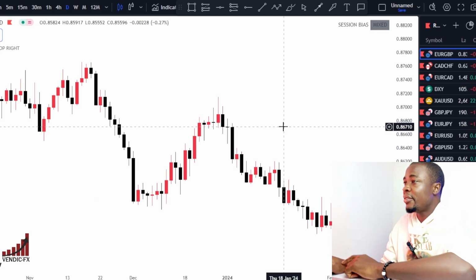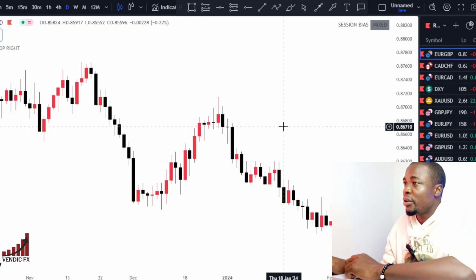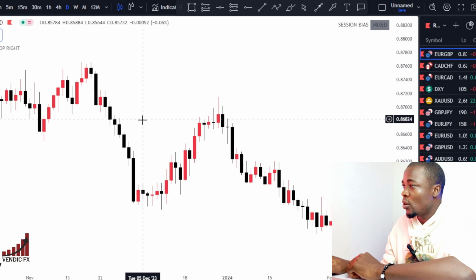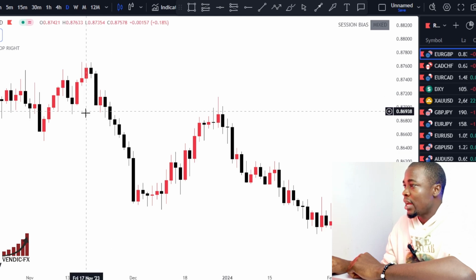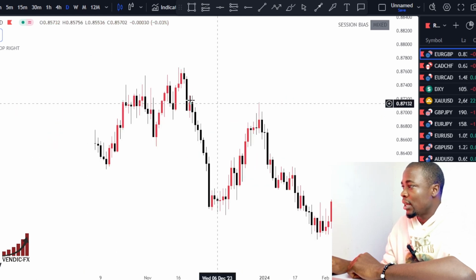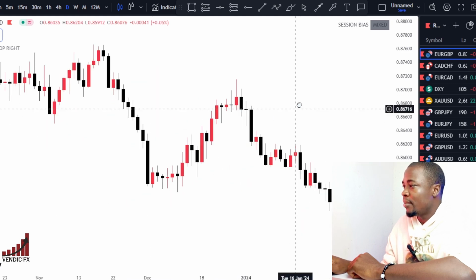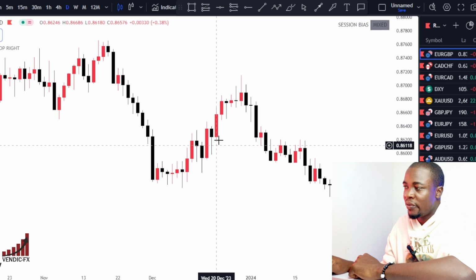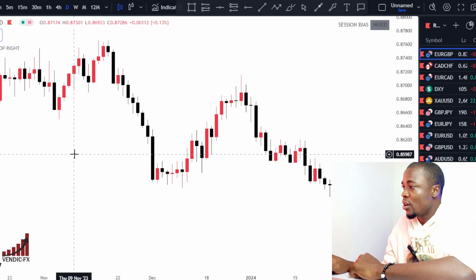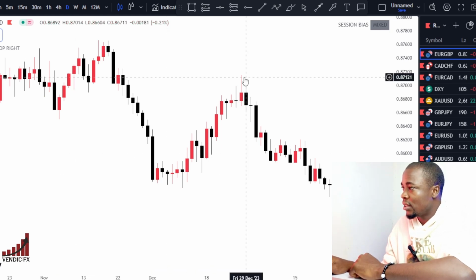This is a daily time frame on the Euro GBP. Okay, so this is what I was trying to say. We are on a downtrend. Then we have a kind of a correction phase. So this is an example of it. We have a kind of a correction phase.